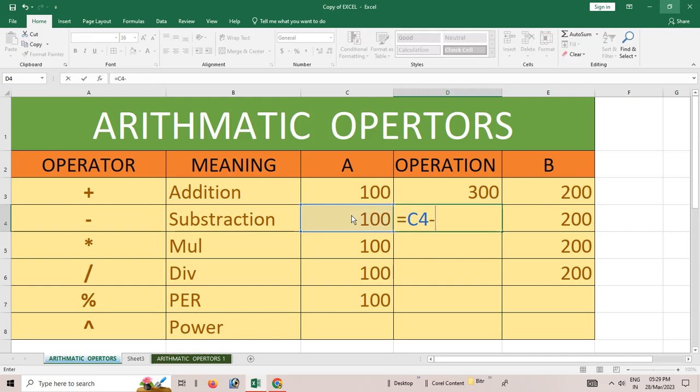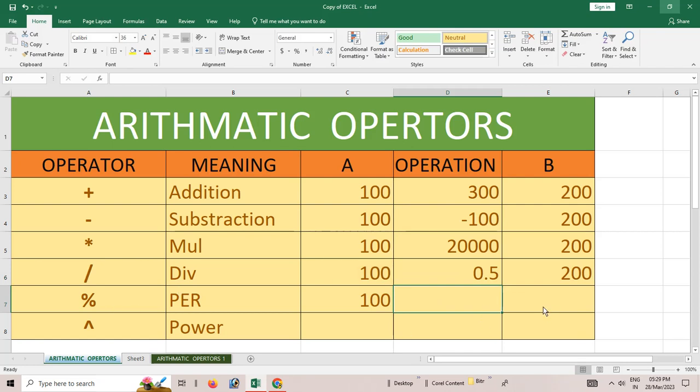Equal to C4 minus E4. Now see here, C5 multiply by E5. Next, C6 divide by E6. Okay. Now next is the percentage sign.